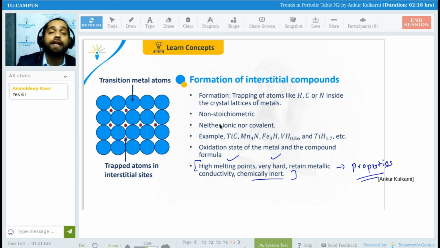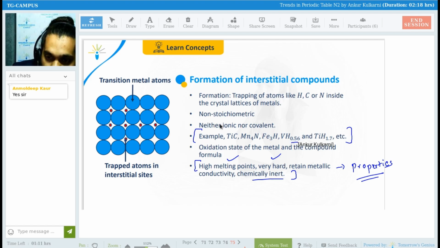And what is an interstitial compound? In your metal atoms, hydrogen, carbon, or nitrogen will get trapped. Write down the properties, and after that, please write down these examples.